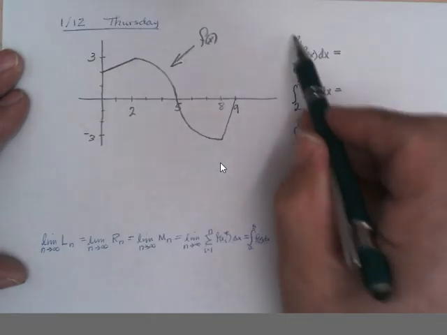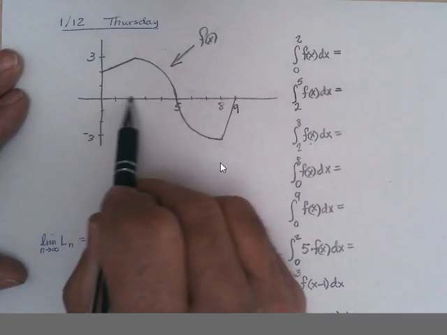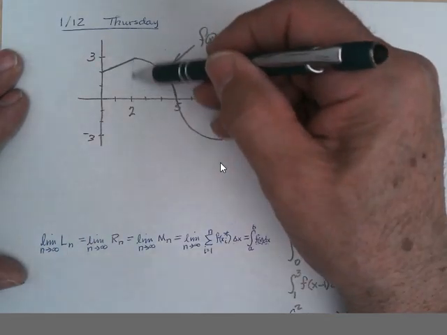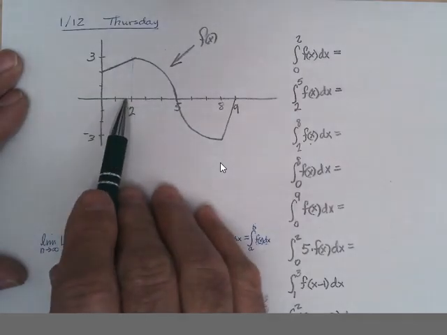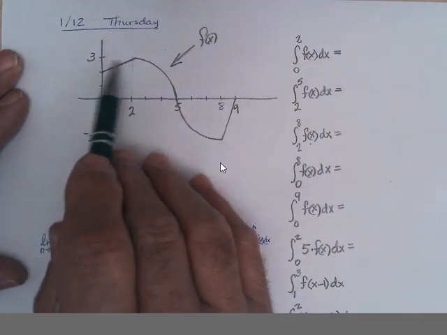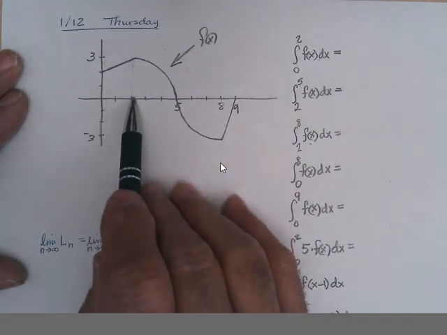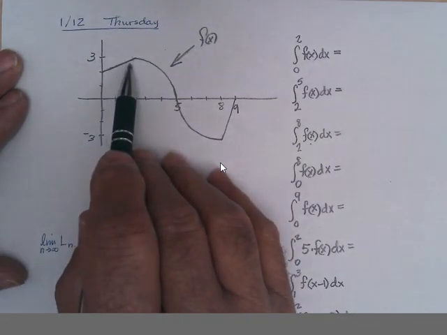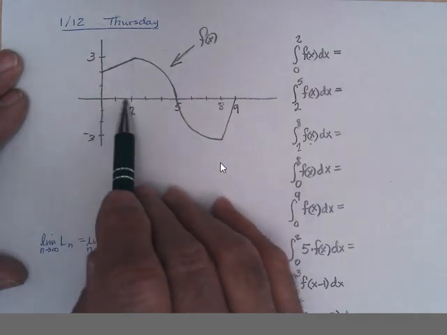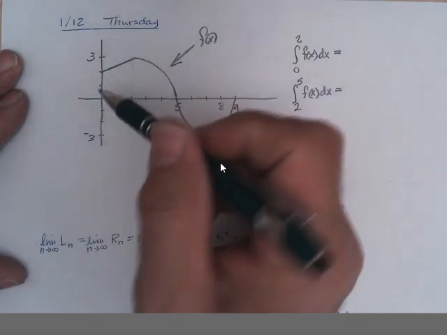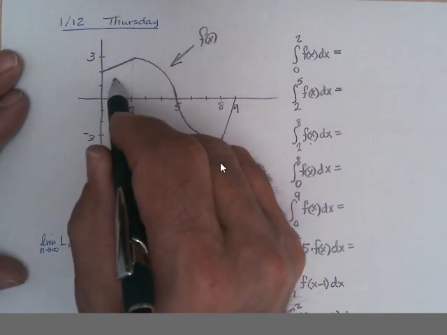So from 0 to 2, that happens to be a trapezoid-looking thing, and so the average height, this side is 2, this side is 3, so the average height is 2.5, width of 2, so 2.5 times 2, this area is 5.